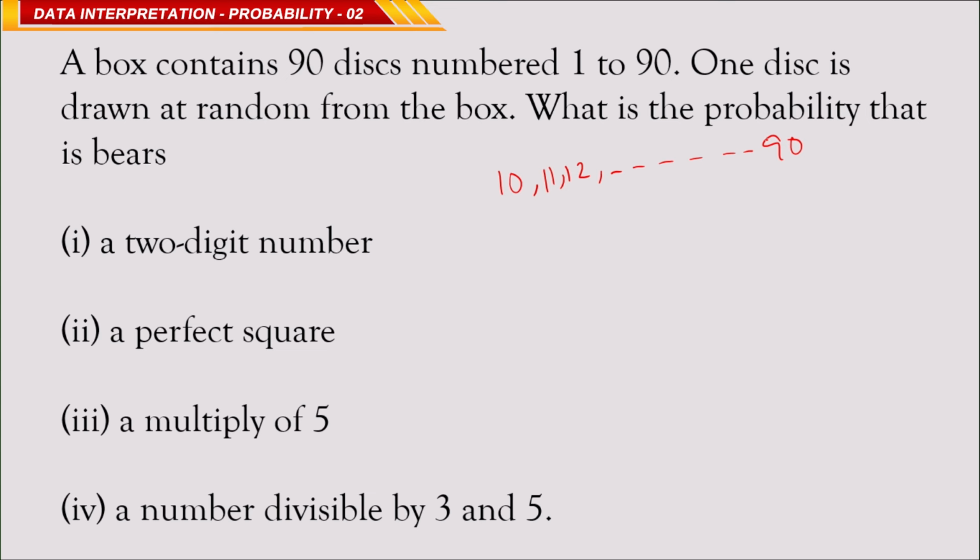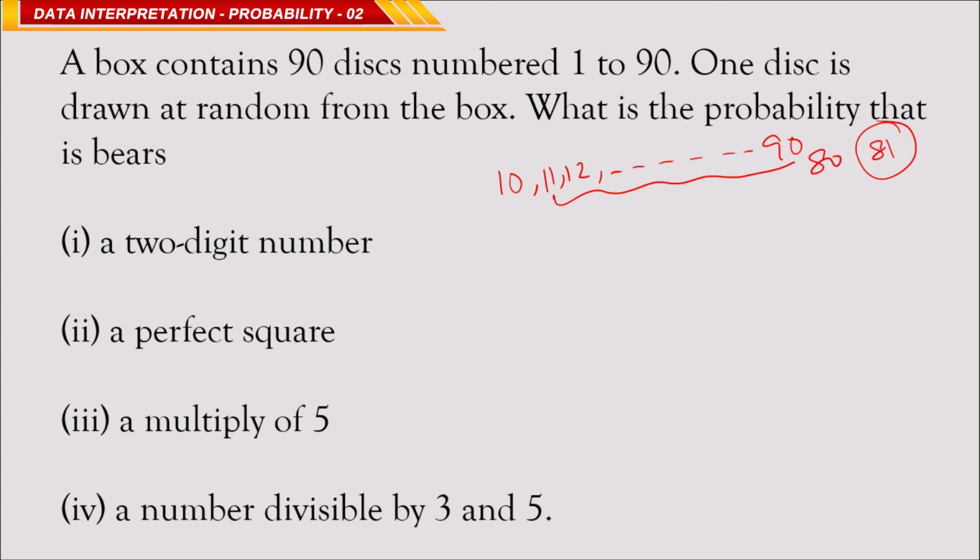Correct? Means we have from 10 to 90. So, from 11 to 90, how many numbers are there? 80. Correct? And we include 10 also, means there are 81. So, there are 81 2-digit numbers. Or you can say from 1 to 9 there are 9, and the rest of the numbers are 2-digit numbers. So, obviously, 90 minus 9 is 81, it is very clear.